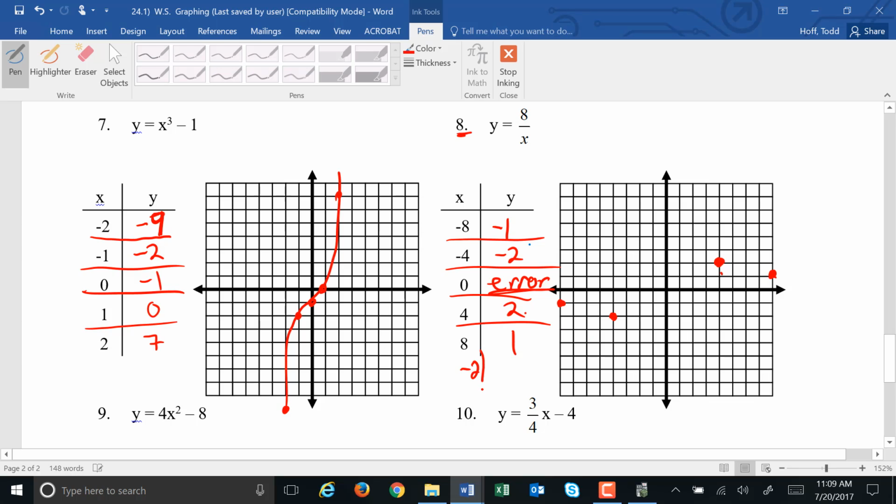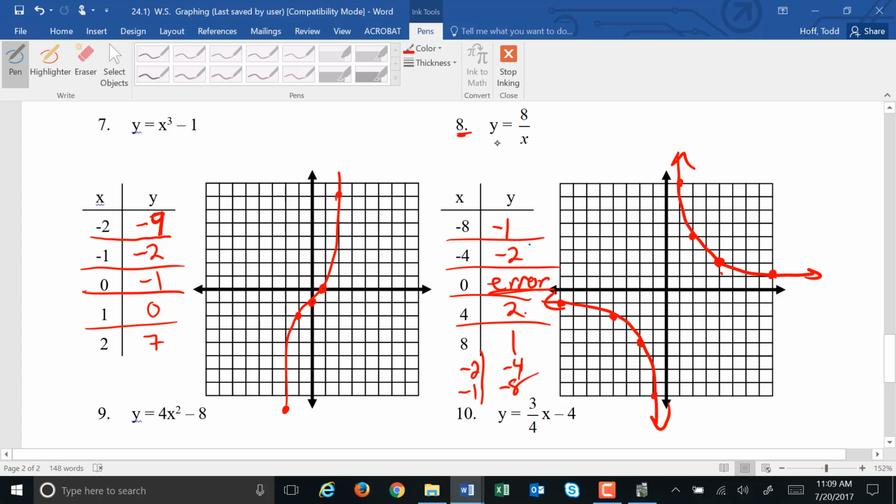Let's try -2. If x is -2, what's y? 8 divided by -2 is -4. So that's there. How about -1? If x is -1, what's y? -8. That's right there. I could try 1 and 2, which will give me points like that as well. This is actually 2 separate curves. We have there and we have here.